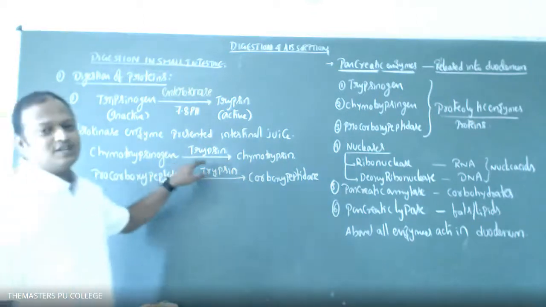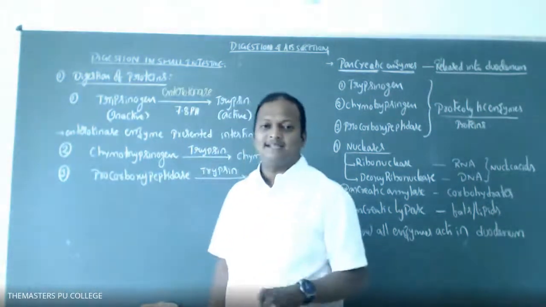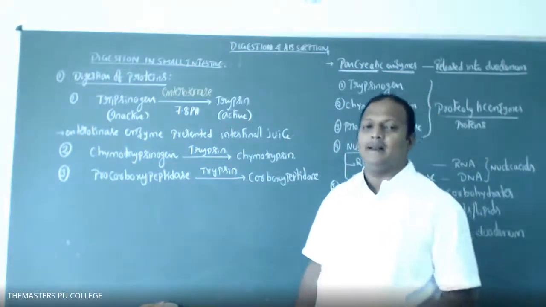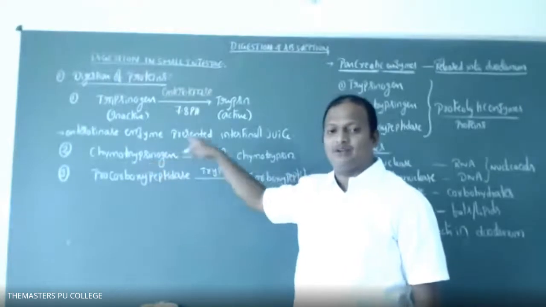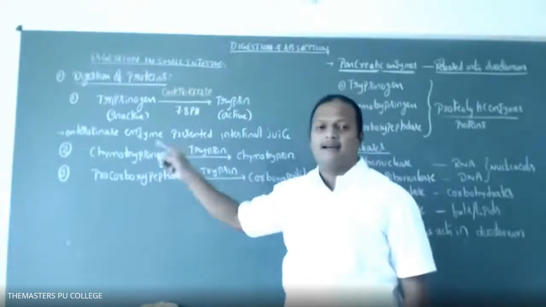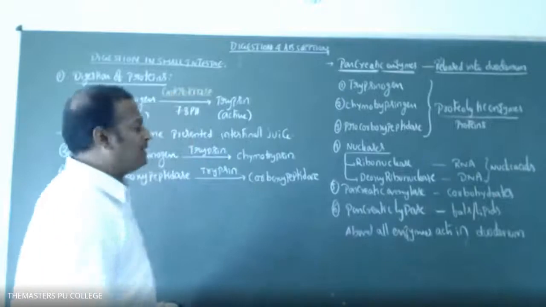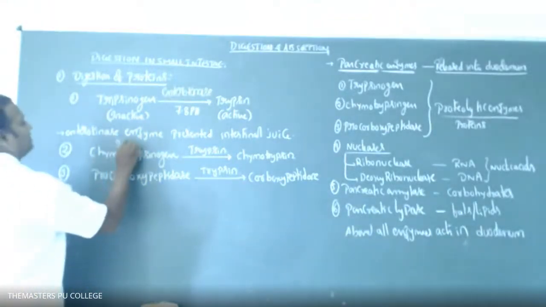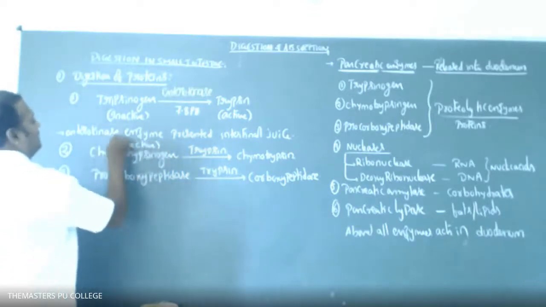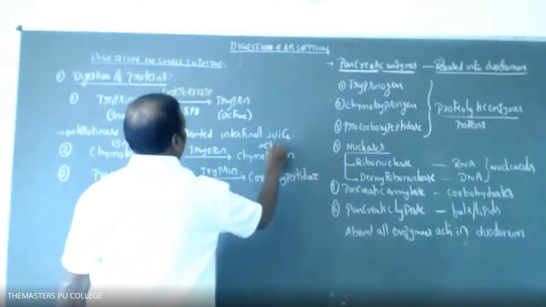So what is the function of trypsin in the region of the duodenum? Digestion of protein, and conversion. It converts the inactive enzymes into active enzymes. What are they? Chymotrypsinogen and procarboxypeptidase. That point is important. Okay, students, these two are inactive forms and are converted into active forms.